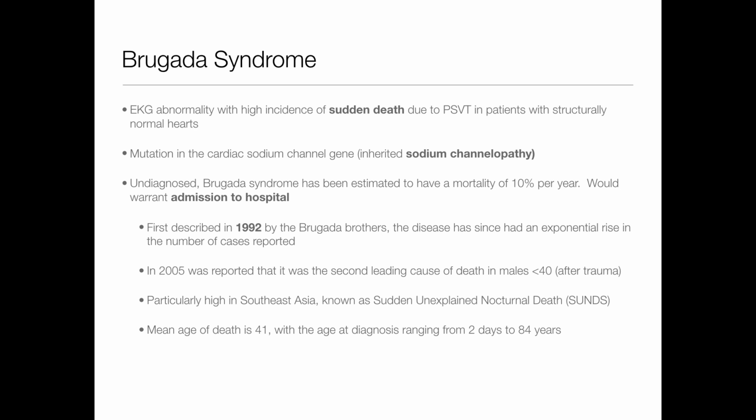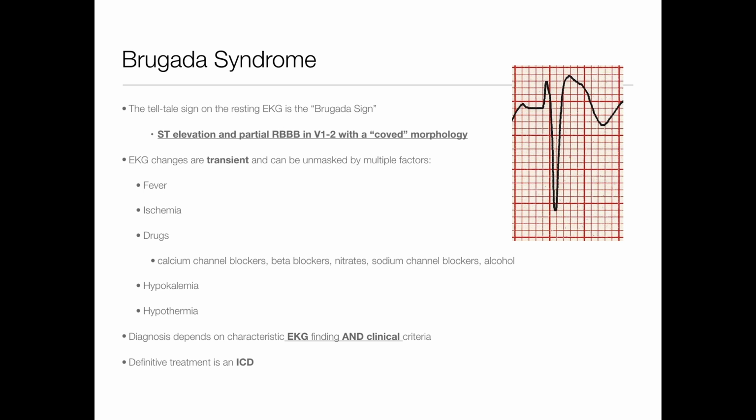So it's very important that you're aware of it because there's still a lot of providers who aren't aware of Brugada syndrome. So there is an EKG abnormality called the Brugada sign. This is kind of the telltale feature that you're going to want to look for. This particular wave or this particular morphology is going to be seen in V1 and V2. And what it is, is ST elevation and a partial right bundle branch block with a coved morphology.